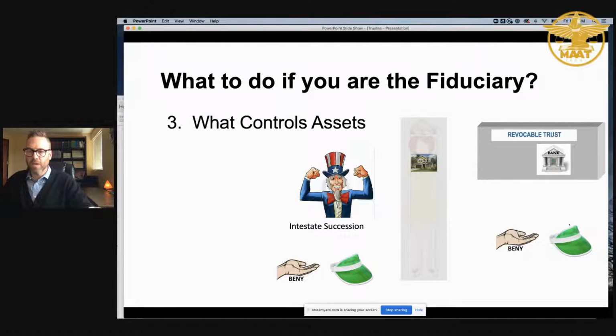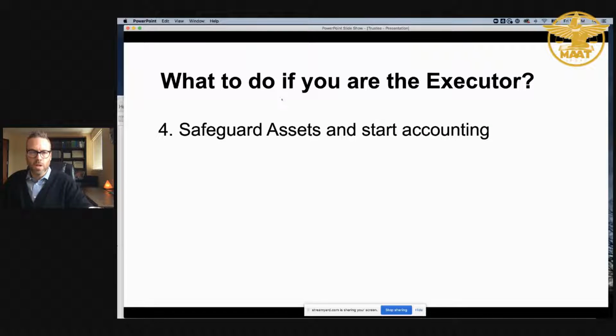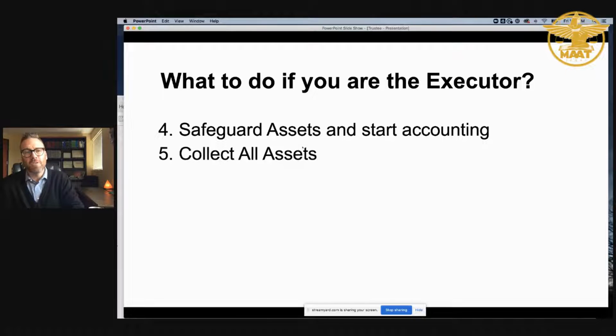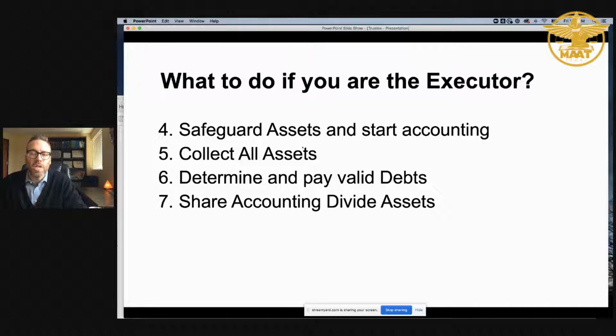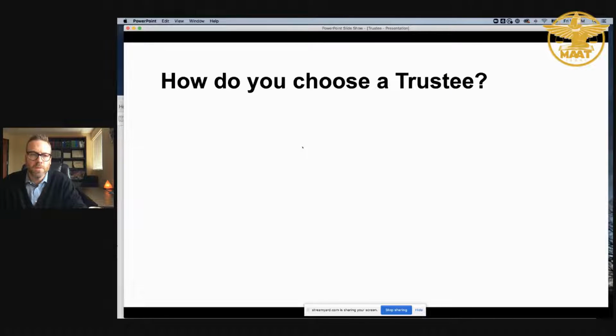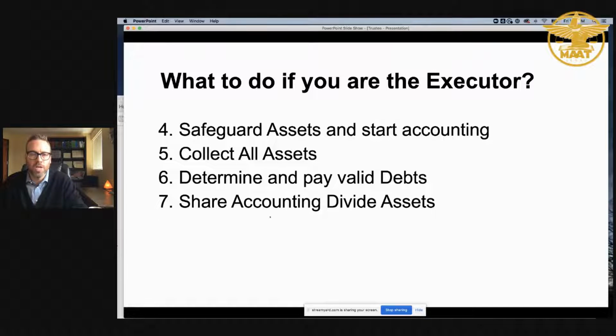And the trust will say who's in charge as the trustee and who the beneficiaries are. All right, so if you're the trustee, after you figured out what the assets are, what's controlling, you'll need to start safeguarding the assets, start collecting things, and start accounting for them, keeping good records. Then you want to collect all the assets, determine and pay valid debts, share an accounting with all the beneficiaries, and then divide all the assets. So that's the big picture job of the trustee, to do all of those things.